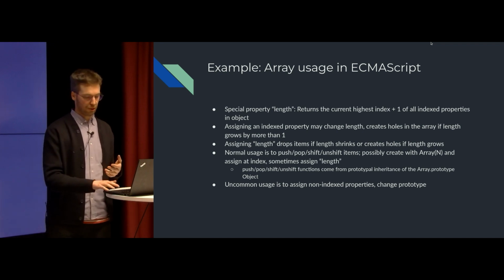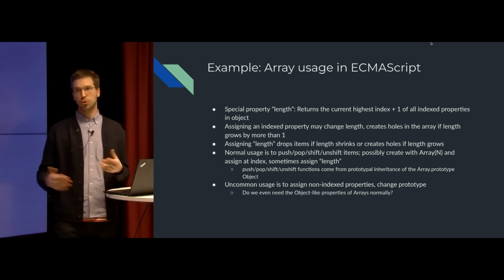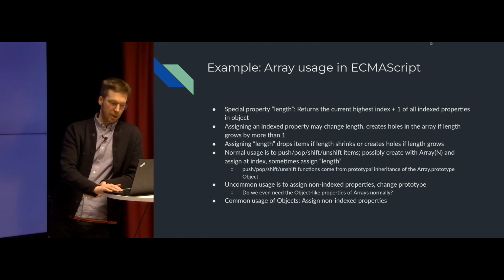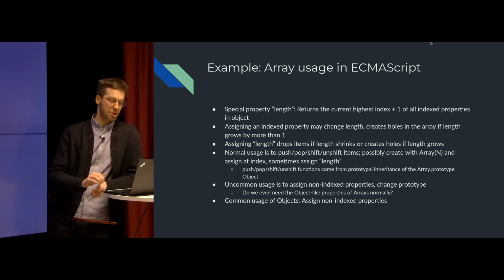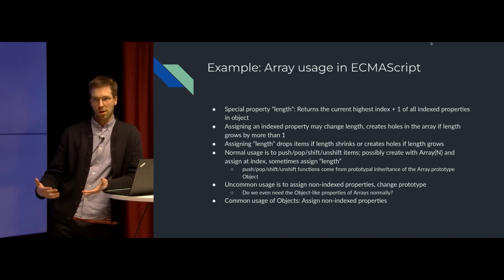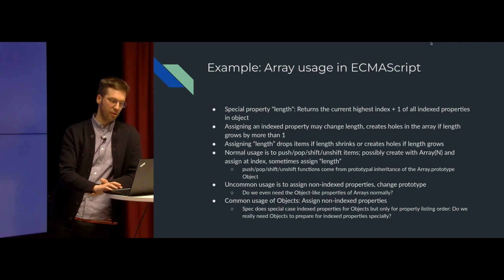Why would you assign those to an array? So do we actually even need the object-like properties of an array? Common usage of objects, by the way, is to assign non-indexed properties. So foo, bar, and so on and so forth. It's quite rare that you would assign 0, 1, 2 to these indexes into an object, because if you're assigning to those, why are you using an object? Why aren't you using an array?